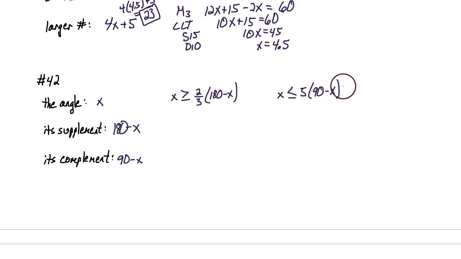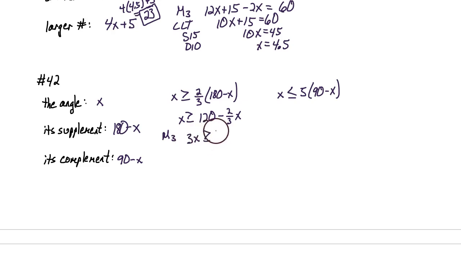When I read the words complement, I'm filling in the algebra expression that we created that represents the complement. Let's solve these statements and see what it seems to indicate about x. Let's do the distributive property. 2/3 times 180 is 120. 2/3 times negative x is negative 2/3 x. Let's multiply all terms by 3 to remove the fraction.